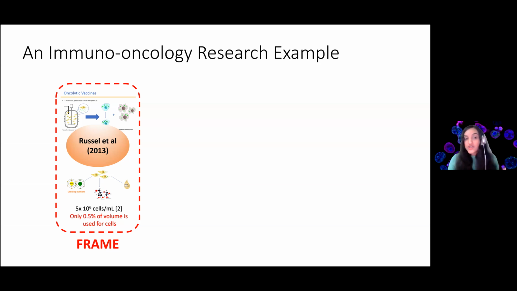Now, I did a literature review for this project, and there was a paper by a gentleman named Russell et al. and the rest of his team, and this was published in 2013. So this is the premise of oncolytic vaccines. But as I mentioned earlier, you need existing cells to produce these vaccines. But because cells need to be grown at really high densities, you need millions of cells to produce enough vaccine to use in a patient.